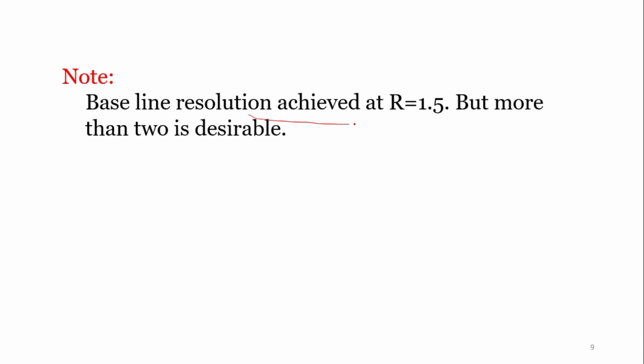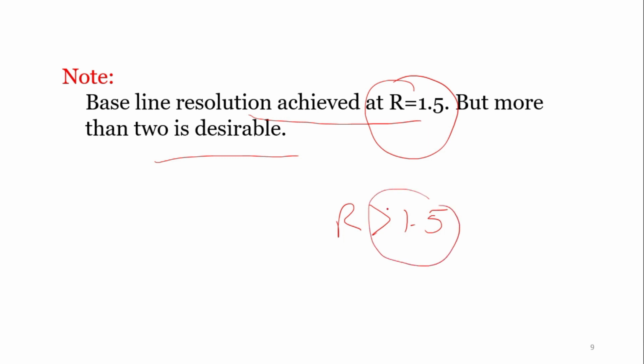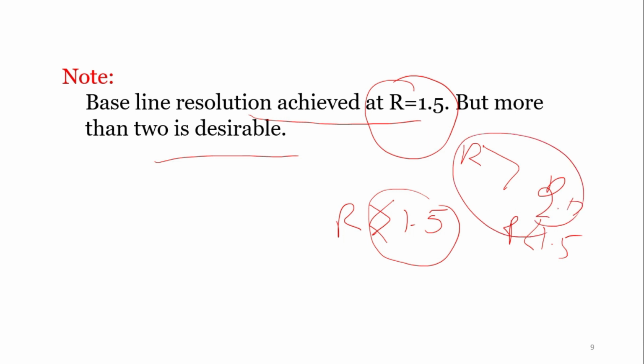Baseline resolution is achieved at R equal to 1.5, but more than 2 is desirable. Means this is the basic criteria that resolution should be more than 1.5. On a case to case basis, less than 1.5 may also be acceptable, but resolution more than 2 is very required, because it will depend on the column, on the system, on the environment, that it may fail. 1.5 will not be achieved, then at that time it will be a very big problem for us. Therefore resolution more than 2 is a desirable condition.